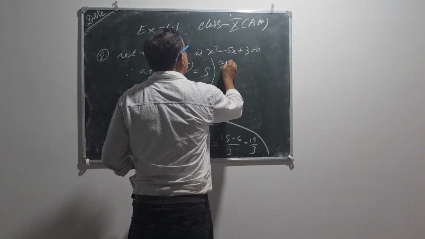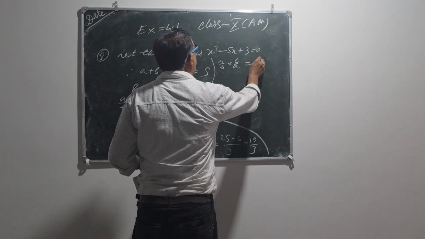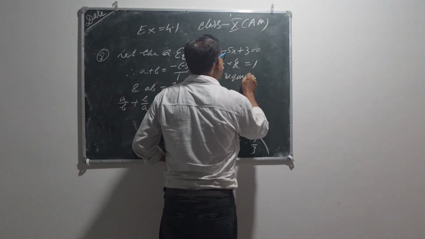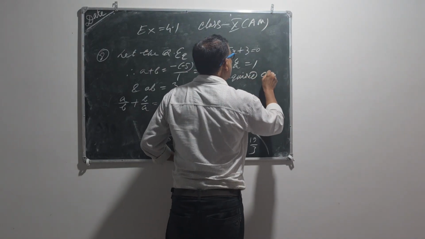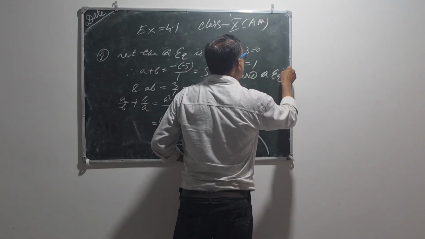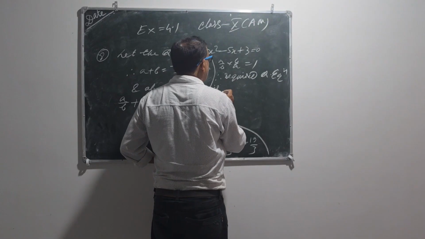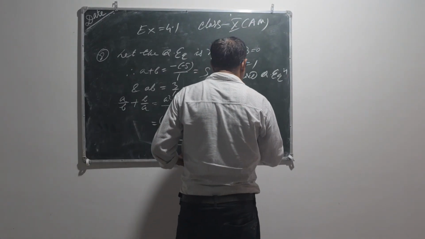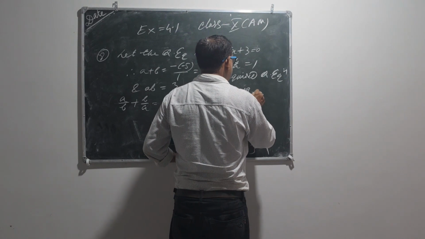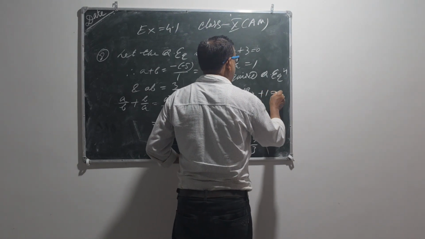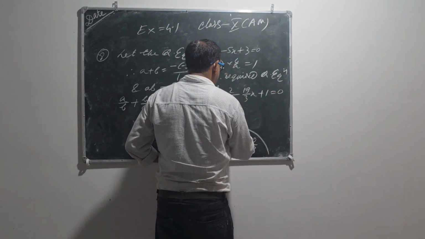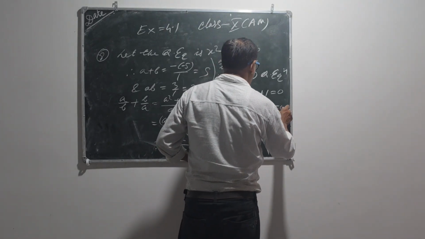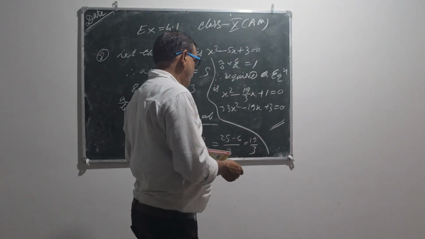Therefore, a by b into b by a equals 1. Therefore, the required quadratic equation is x square minus sum of the roots into x plus product of the roots equal to 0. Let us multiply both sides by 3, then it will be 3x square minus 19x plus 3 equal to 0. That is the required equation.